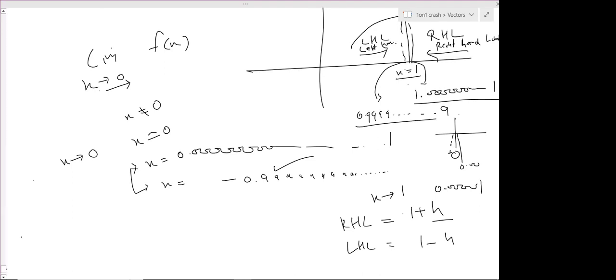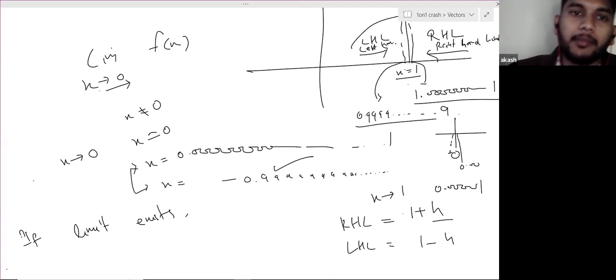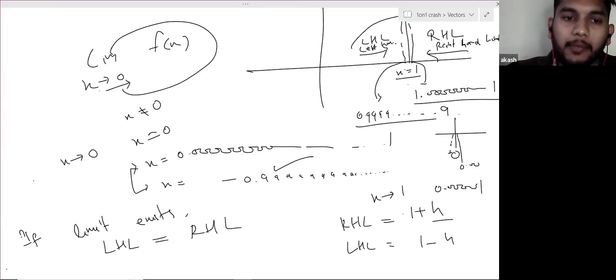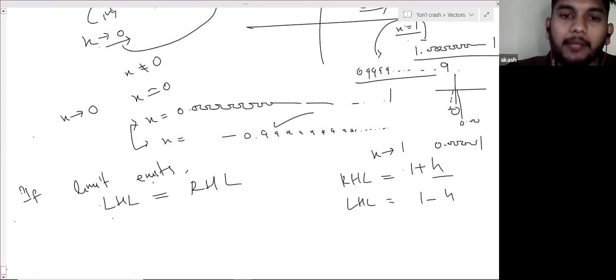All right. So if the limit exists, that means this value exists, then what we say is LHL must be equal to RHL. I'll explain, but remember this: if the limit exists, then RHL must be equal to LHL. What does this mean?